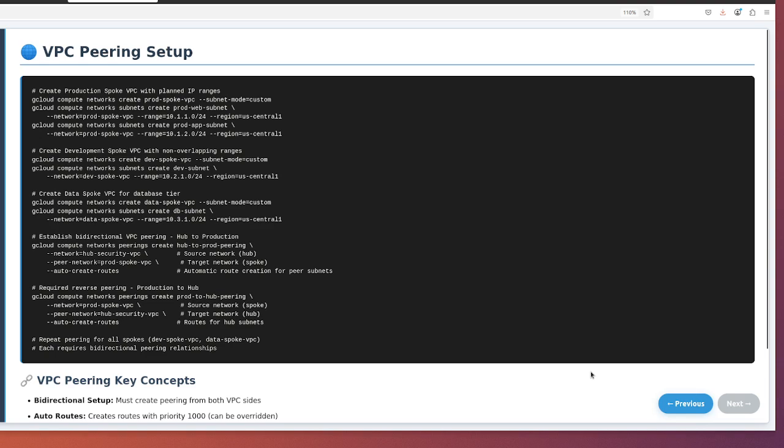One important limitation to remember: VPC peering is not transitive. If VPC A peers with VPC B, and VPC B peers with VPC C, VPC A cannot directly communicate with VPC C through VPC B for spoke-to-spoke communication. Traffic must be explicitly routed through the hub.